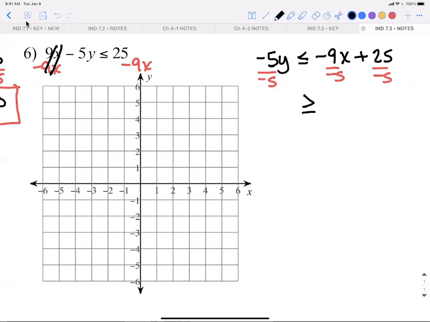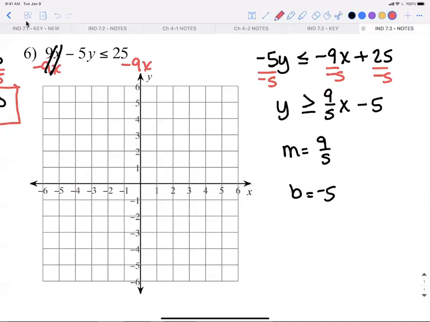I like to do it right away so that I don't forget once I start reducing everything. Because I divided by a negative 5, that rule comes into place where I flip my sign. And so now it's a greater than instead of a less than. And now I reduce everything. I get y is greater than or equal to negative 9 over negative 5, which is positive 9/5 x, and positive 25 divided by negative 5 is minus 5. My m is 9/5. My b is a negative 5.